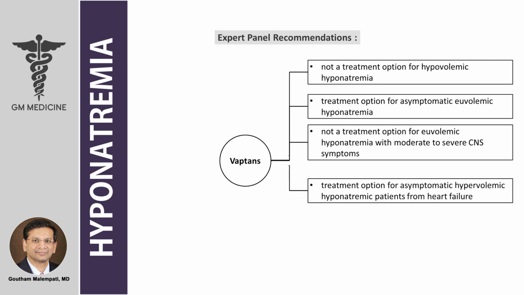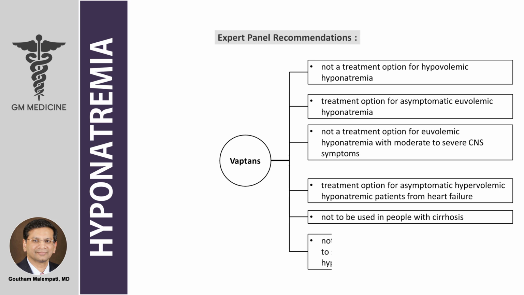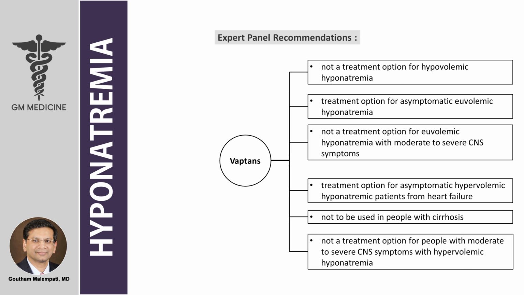Vaptans are a treatment option for asymptomatic hypervolemic hyponatremic patients from heart failure. They're not to be used in people with cirrhosis. Vaptans are not a treatment option for people with moderate to severe CNS symptoms with hypervolemic hyponatremia.